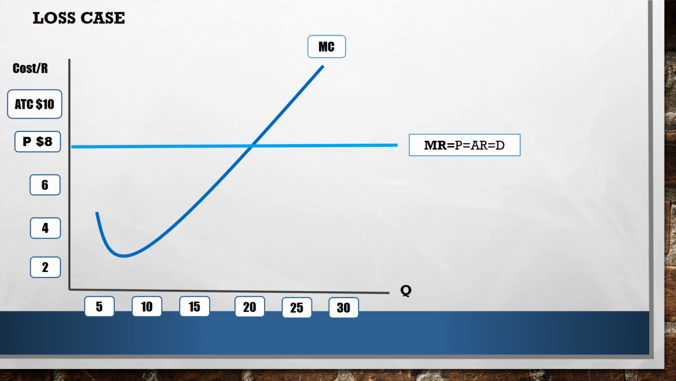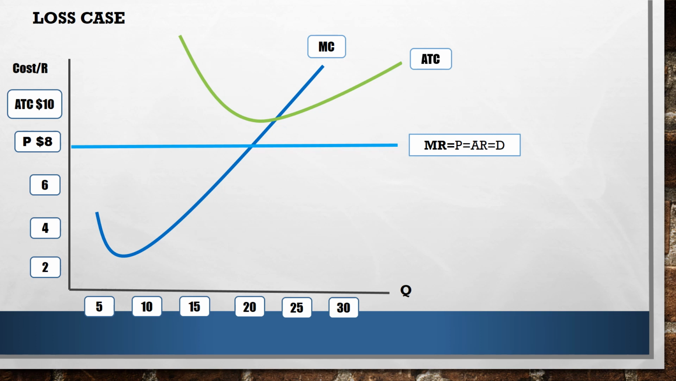This is a loss case. The first thing you should notice is that your average total cost curve is above the demand curve. In the previous graph of the profit case, you noticed ATC was below the demand curve, but here it's above the demand curve. So that makes your total cost greater than the total revenue.